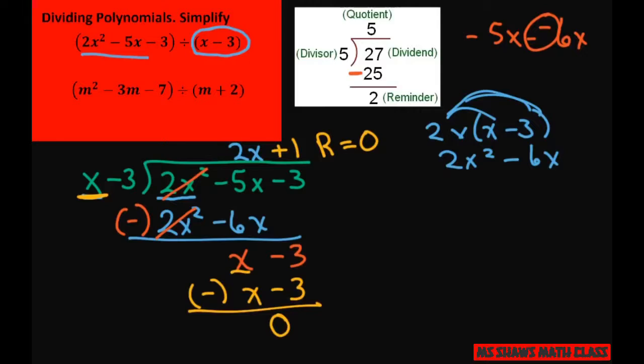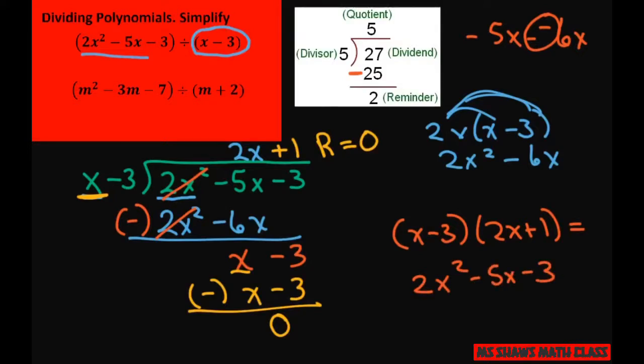Now, that means that if you multiply x minus 3 times 2x plus 1, you get our dividend, which is 2x squared minus 5x minus 3. But this is your answer, basically.